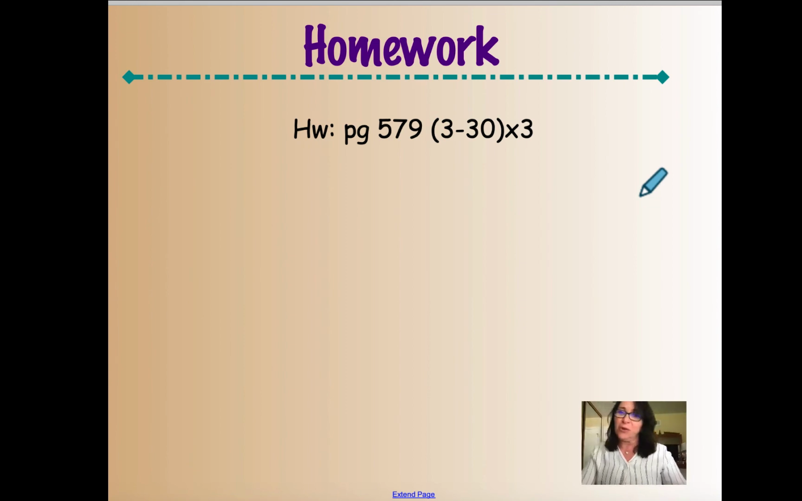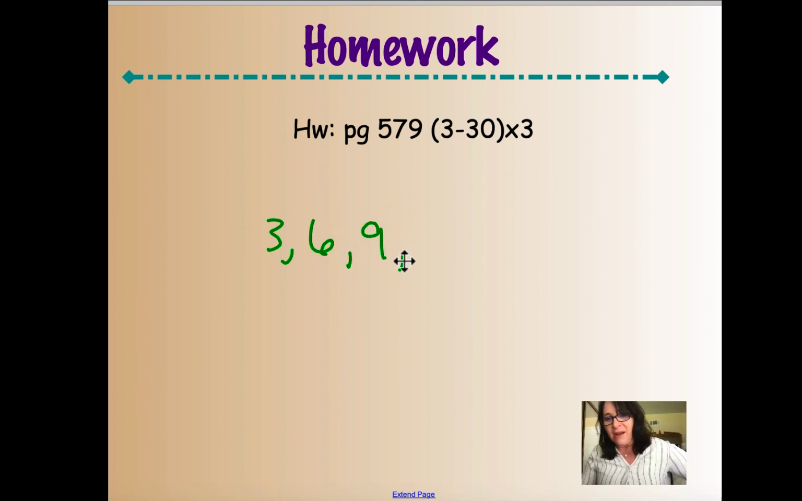You have homework. It's going to be every third problem. So you're going to start with 3, and your next value would be 6, then 9, then 11, and so on.